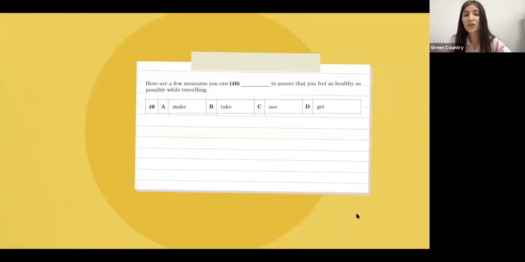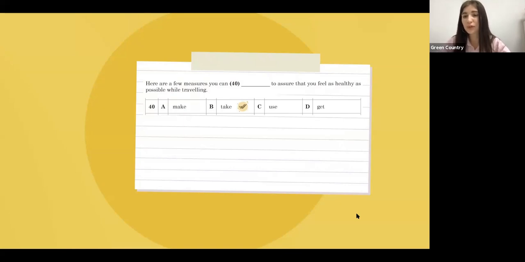Here are a few measures you can something to assure that you feel and so on. What word can we use with the word measure? What do we usually do with measures? Make measures, take measures, any other? Okay. Actually, we always use the phrase take measures. It's option B. Make measures, unfortunately, is not right.